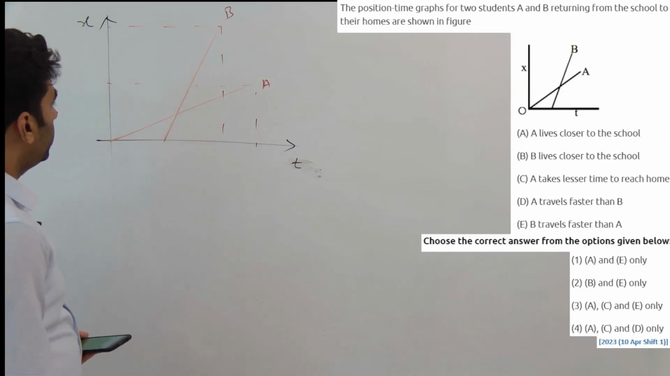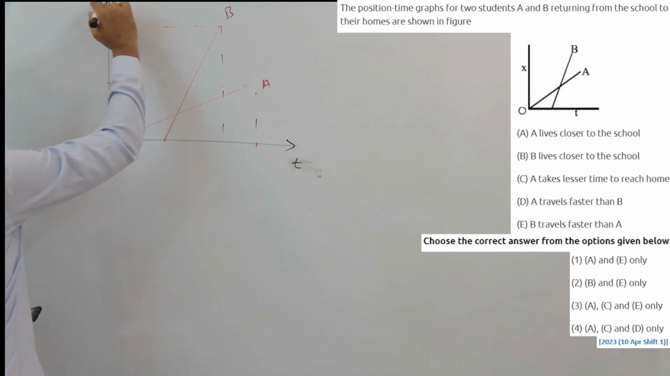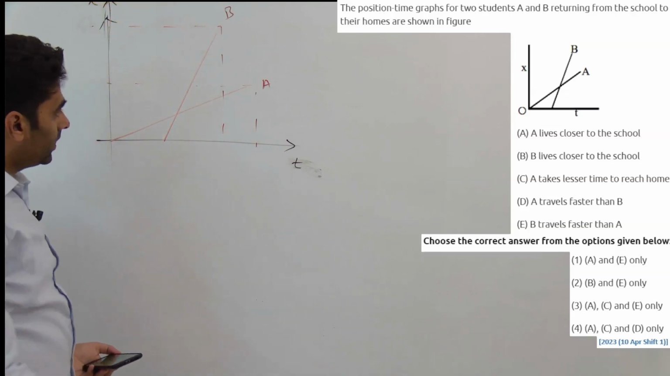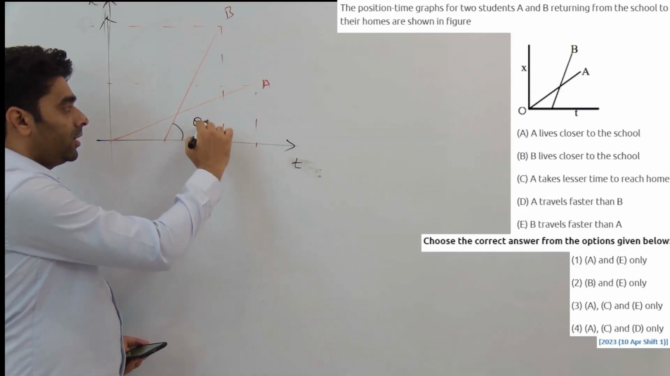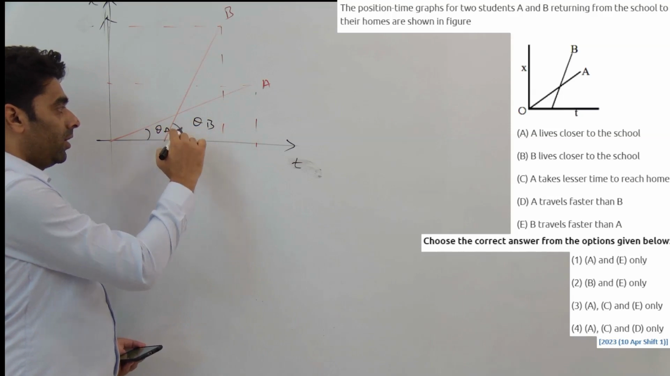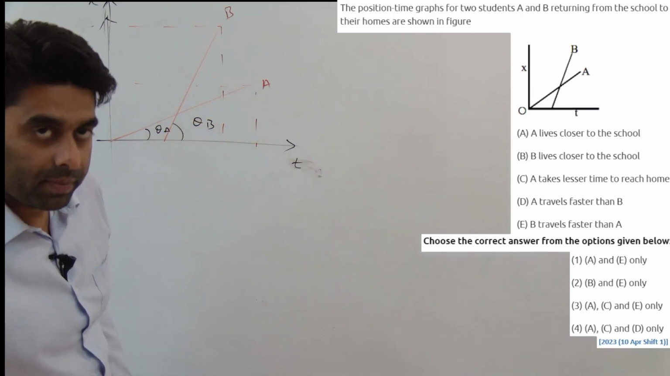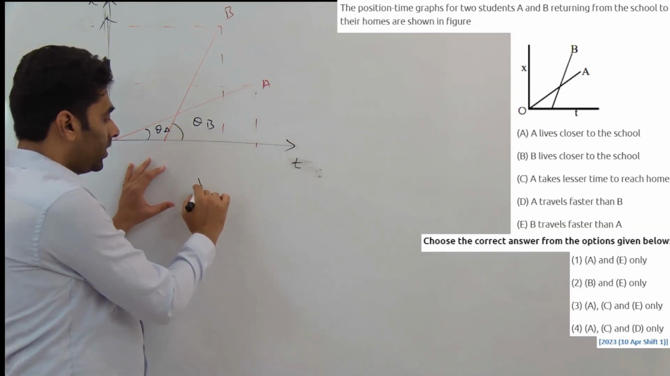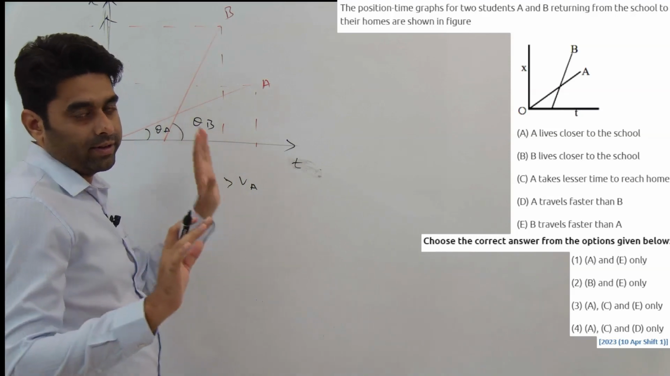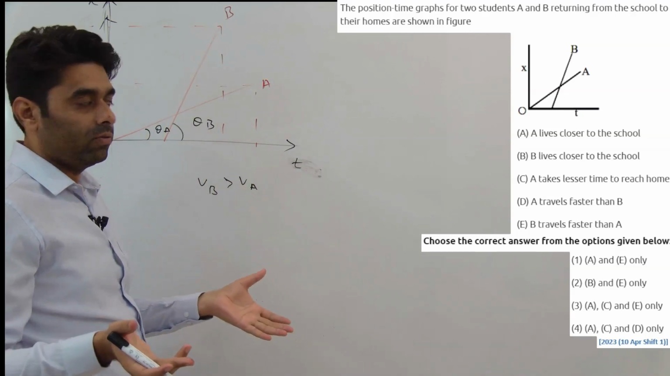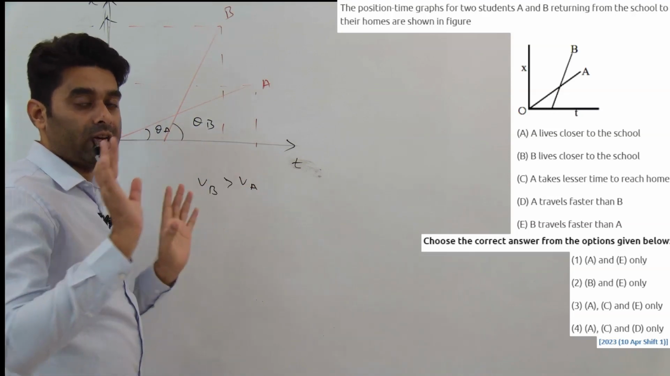Let us see carefully. One thing is very much clear, that slope of B is more than slope of A. That implies the velocity of B is greater than velocity of A. I hope this point is clear. In an XT graph, slope gives us velocity. So velocity of B is more than velocity of A. That means B moves faster than A.